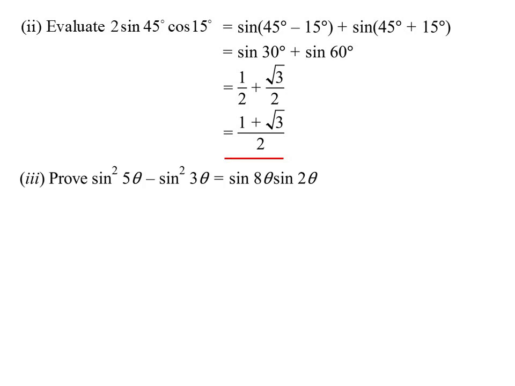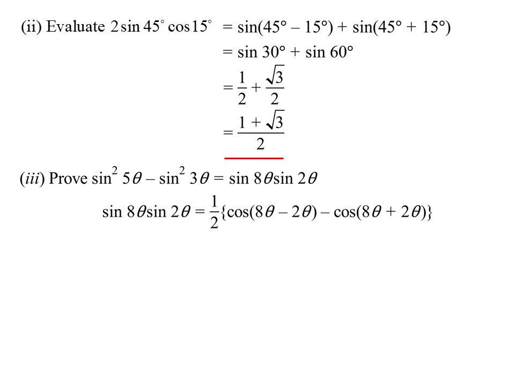Prove sine squared 5 theta minus sine squared 3 theta is equal to sine 8 theta sine 2 theta. Now this is one where it's unusual because normally we would start with the left hand side. Well, you don't have to. Quite okay to start with the right hand side, and that's what I'm going to do. I'm going to start with the right hand side because I had this formula to convert this product into a sum. Well, in this case it ends up being a difference.